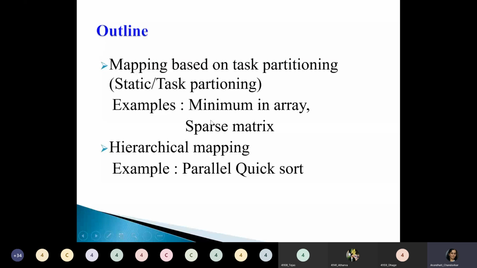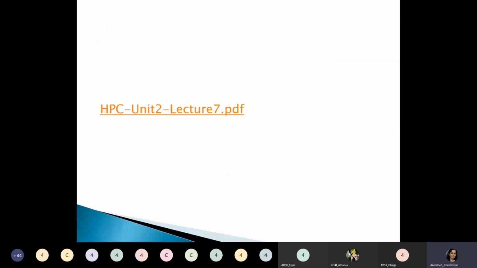So I will give you two examples to convince you: finding the minimum in an array, with its task dependency graph, and sparse matrix. Next is hierarchical mapping, the parallel quicksort, and what is actually the difference between the two. This is the focus. Let us see how much we can cover. Let us go ahead, students.